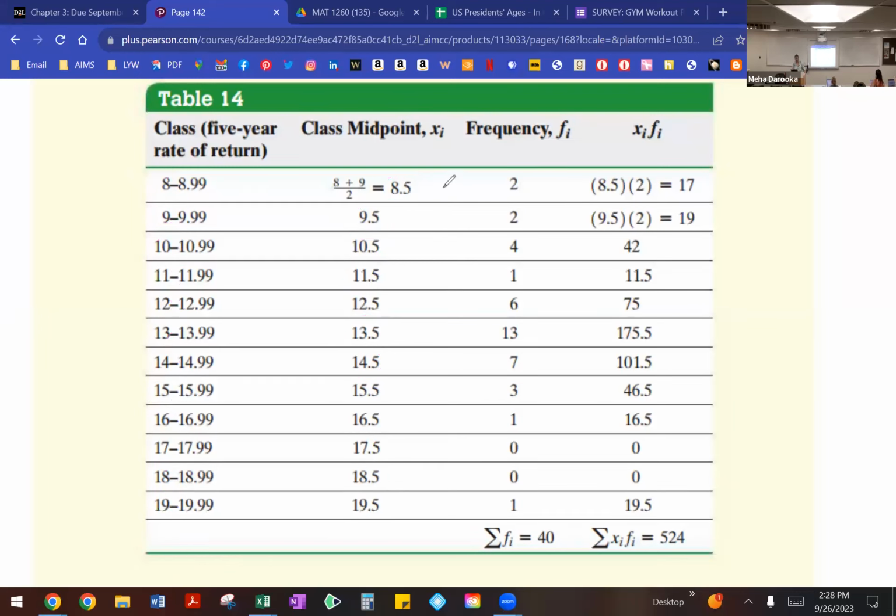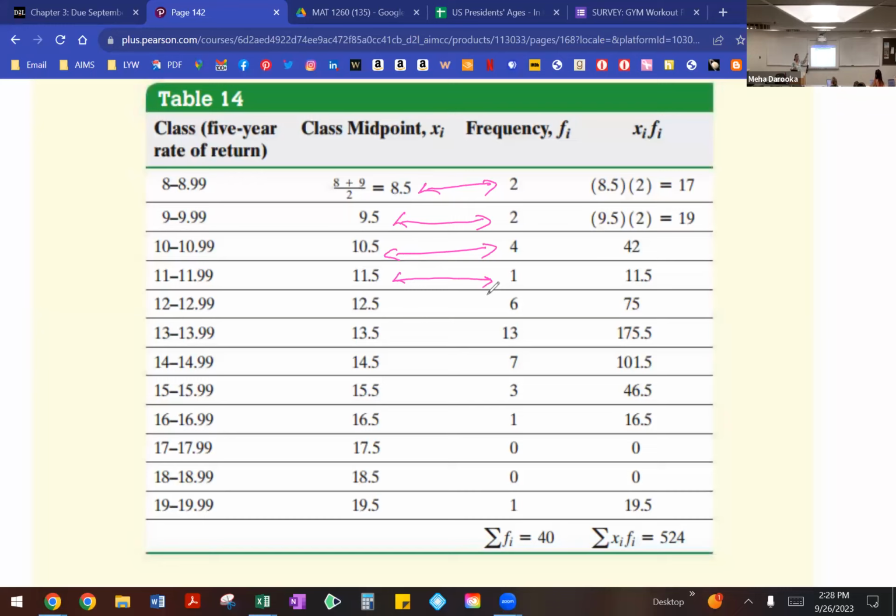Then all you have to do is multiply each of the midpoints with that class's frequency. So then you start multiplying the midpoint with the frequency. Because remember, guys, when you're talking about a frequency distribution, we are saying there were two numbers that fell in that range of 8 to 8.99, right?